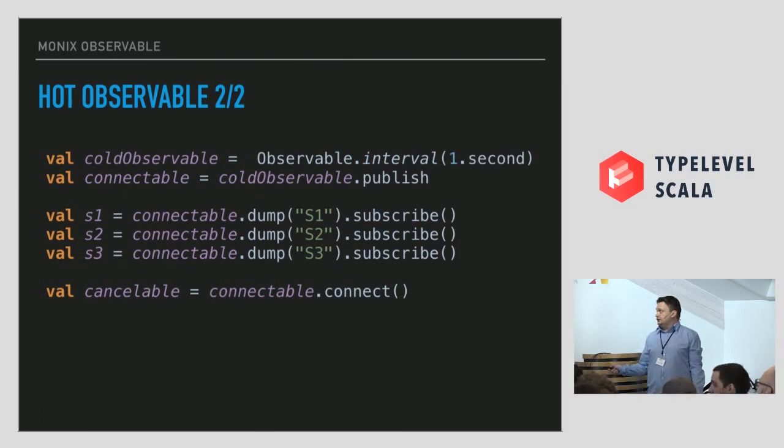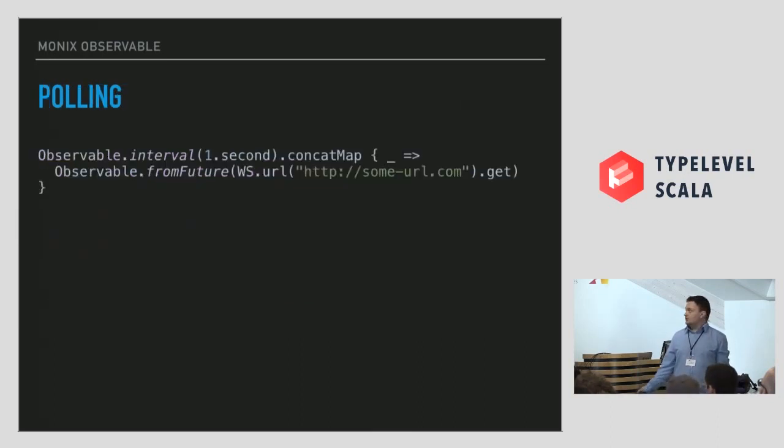And you can turn a cold observable into a hot one at any point. In this example, this is a connectable observable. Nothing will happen until connect, but until we connect, we can subscribe multiple subscribers, ensuring that we have all the subscriptions that we need before starting the data source. This is also useful in practice, again, for expensive connections.